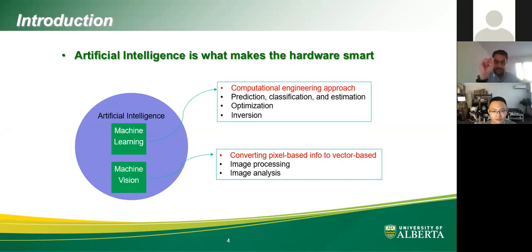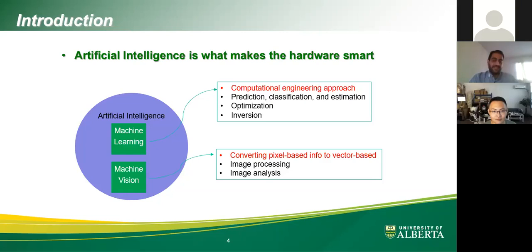The two important categories that we geologists, or engineers related to geology engineering, like petroleum engineering, mining engineering, and civil engineering, mainly use are machine learning and machine vision, okay? Machine learning is somehow the computational part of artificial intelligence. It doesn't mean that machine vision is not computational, but machine learning is somehow the computational part. You can find soft computing algorithms like artificial neural networks, fuzzy logic, or evolutionary algorithms in this category, and you can do predictions, classifications, estimations, optimization, and inversion, which you geophysics guys are very familiar with.